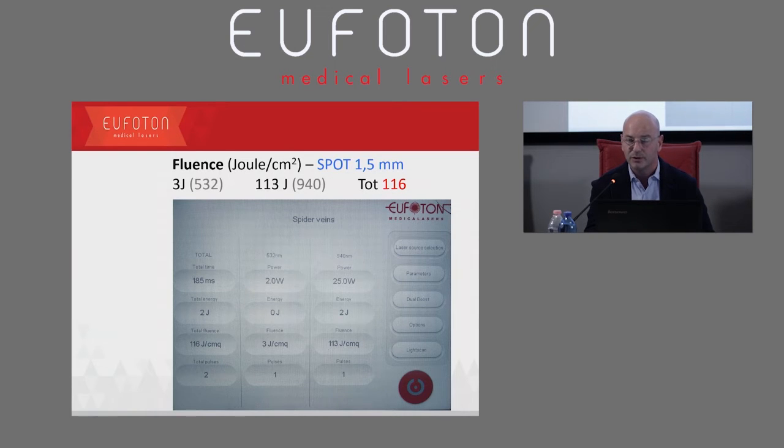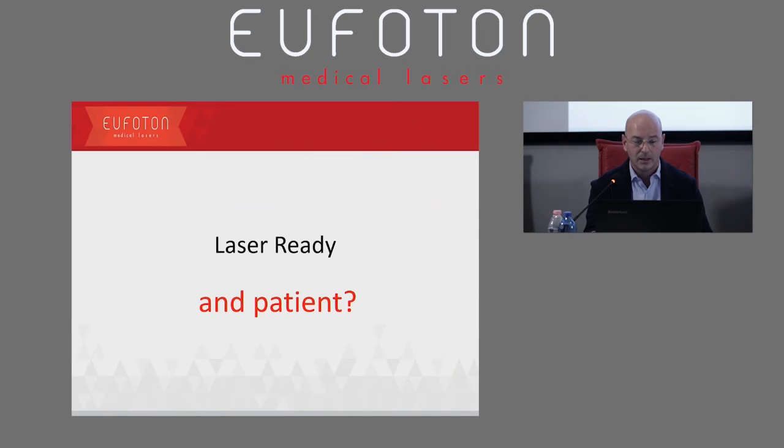When do we decide the spot? Depending on the width of the vessels. So these are the standard parameters, and in a second time, as the operator gets more experience, you may change them. You may reduce the spot for other types of veins, 1 millimeter or 0.75, or you can vary the distance of the handpiece to the skin.